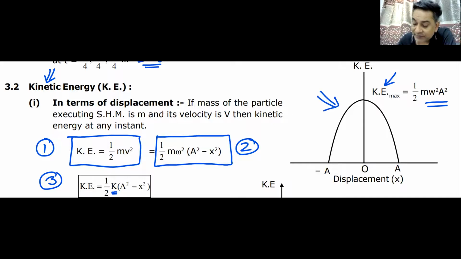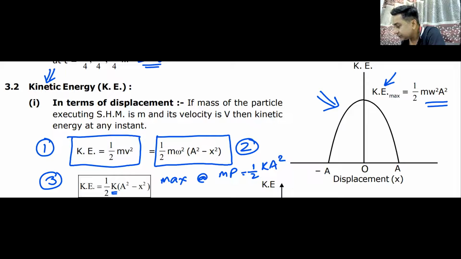This is the graph. As you can see, this kinetic energy is maximum at mean position, where the value of x is zero, and the value is half k a square. Do you see this? Half k a square. This is minimum or zero at extreme position. When I put the value of x as a, the value of velocity becomes zero.